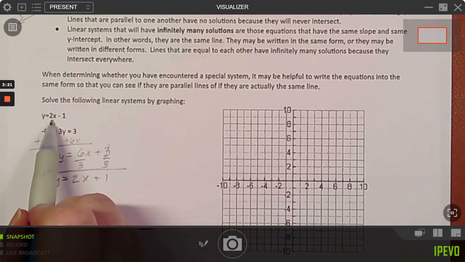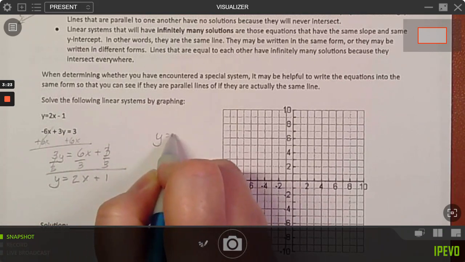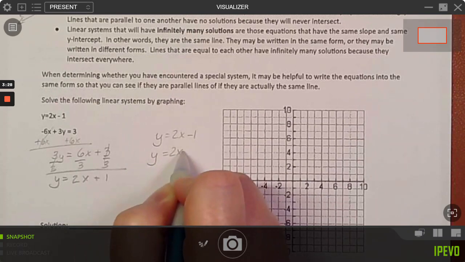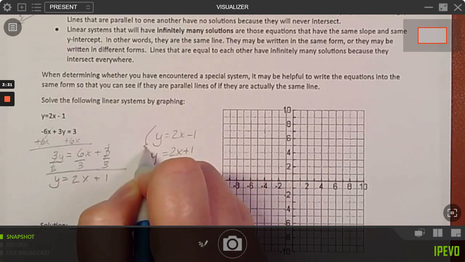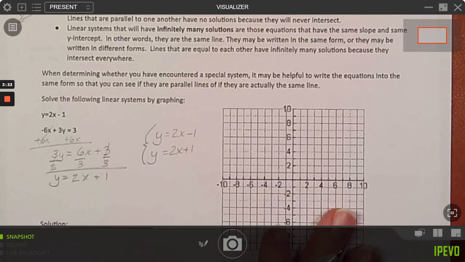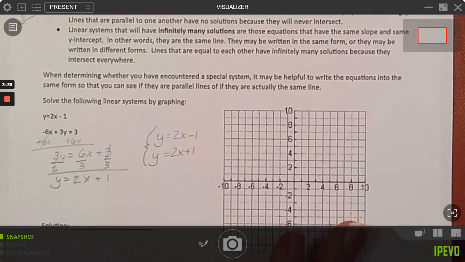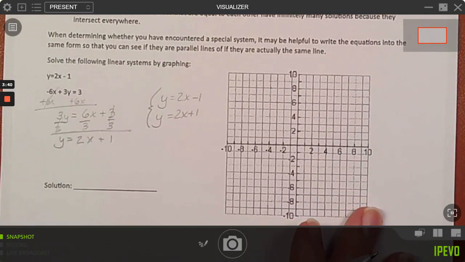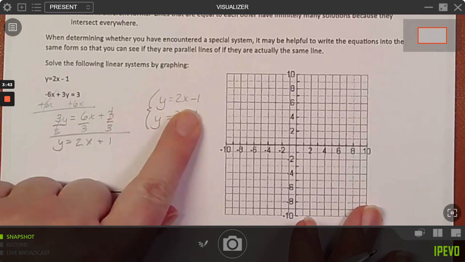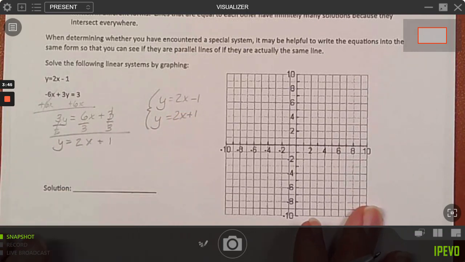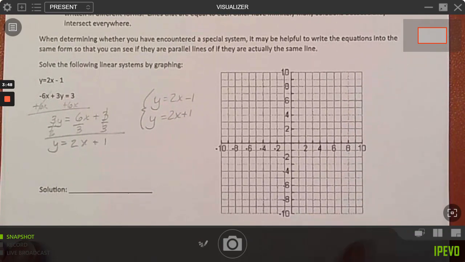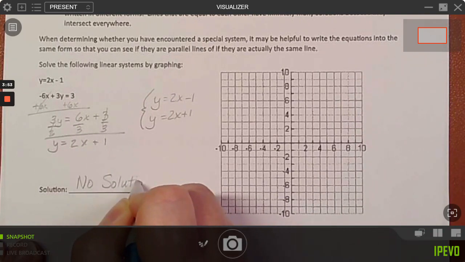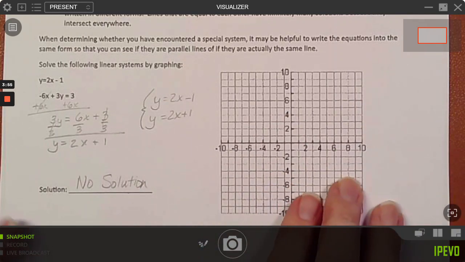So we have this equation, y equals 2x minus 1, and then we have this equation, y equals 2x plus 1. Okay, so we're going to go ahead and graph them, but I want you to be able to just look at the equation and see, well, they have the same slope, so we know they are going to be parallel. They have the same slope and they have different y-intercepts, so we know they're going to be parallel. And parallel lines will never intersect, so no solution. But we will still graph it because our instructions tell us to.